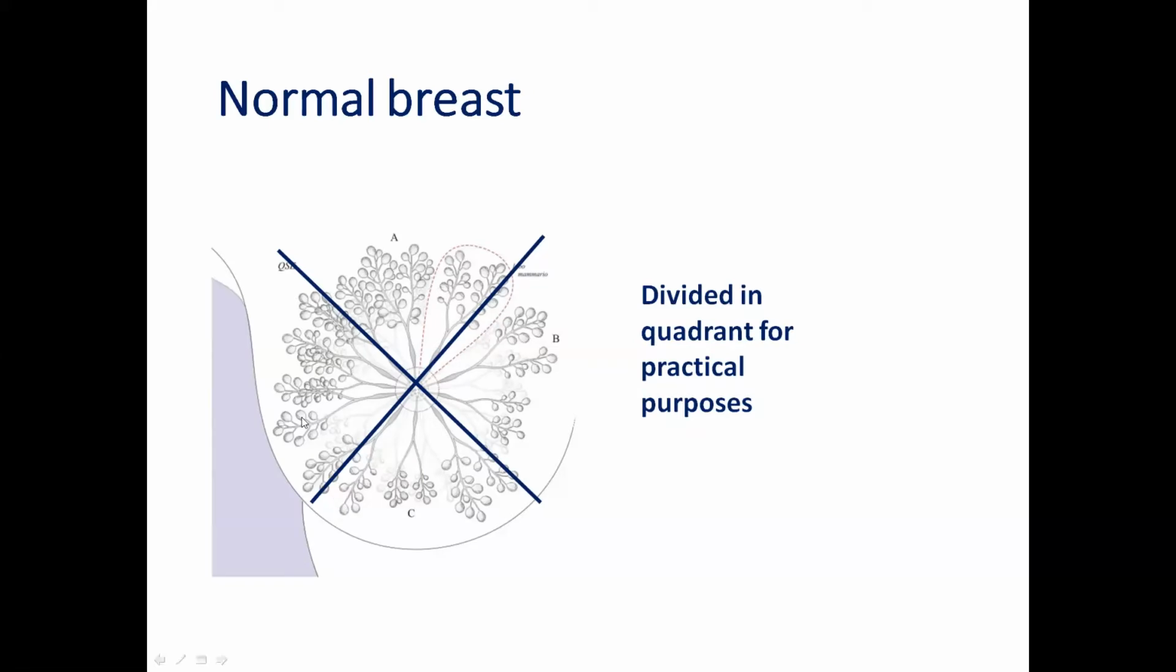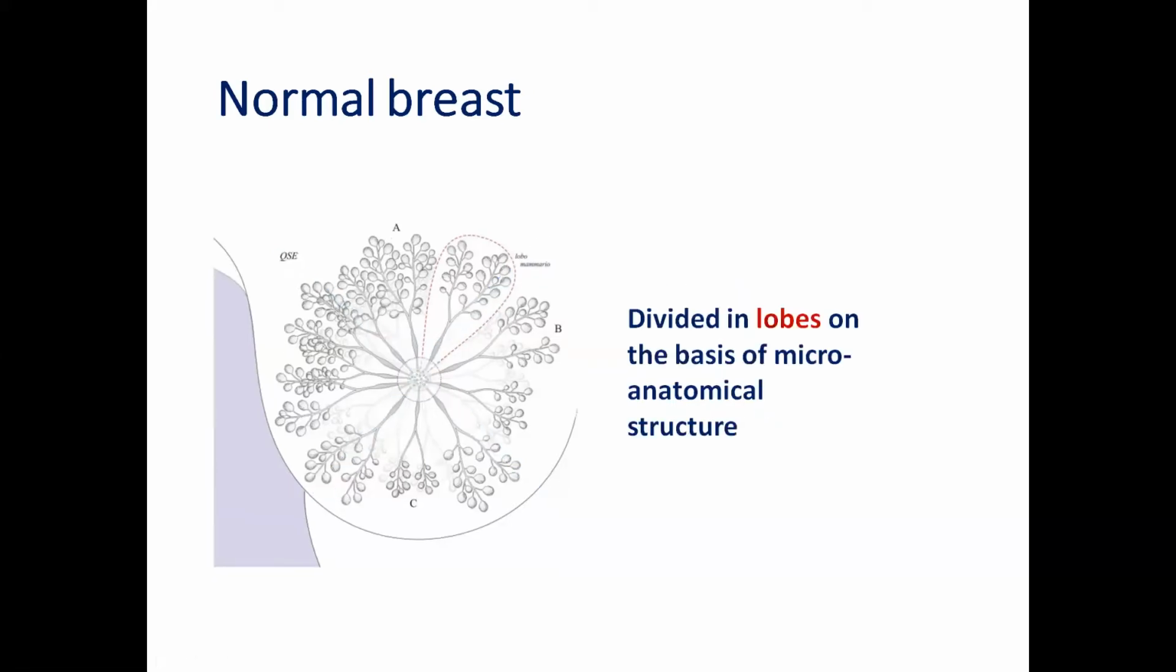But then, based on anatomy, microanatomy, the breast should be divided into lobes. Are you confident with the lobe concept? If you know it, I will be very fast. If you are not confident, I want to spend some minutes illustrating the lobe, because we will discuss the growth of cancer, now in situ, and next week invasive carcinoma, based on the concept of the lobes.